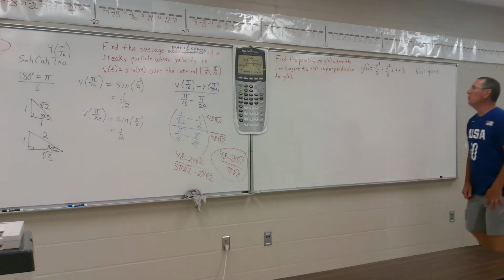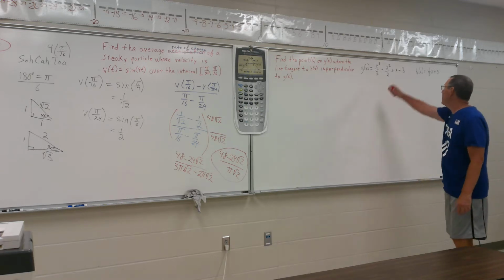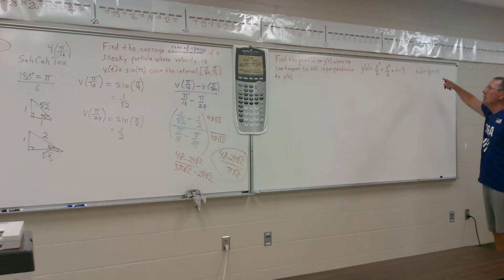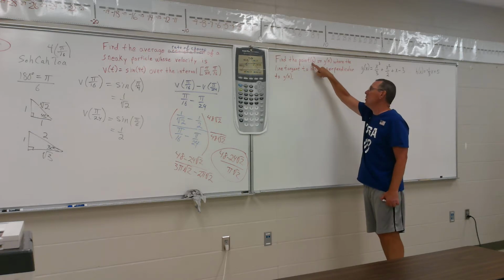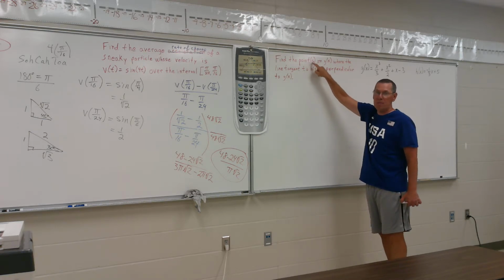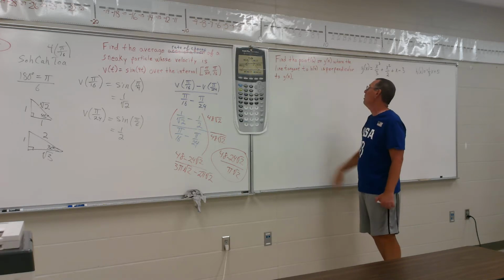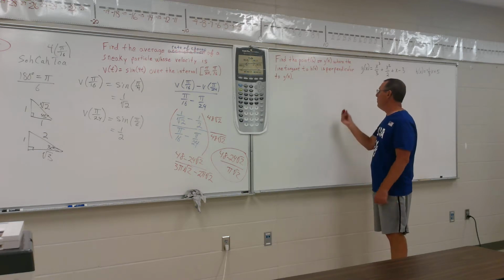Okay, completely different problem here. Find the points on g of x where the line tangent to h of x is perpendicular to g of x. First of all, I see the word points, that's in parentheses, so that means it might be just 1 point, or it might be more than 1 point. Actually, in this one, I think we're going to get 2 points because I already looked at the problem. Okay, the line tangent to h of x is perpendicular.